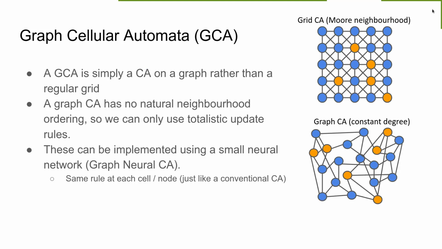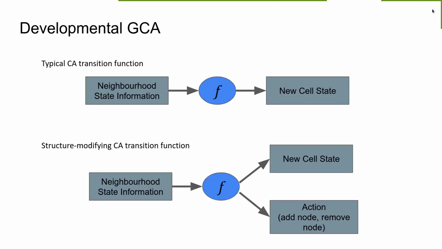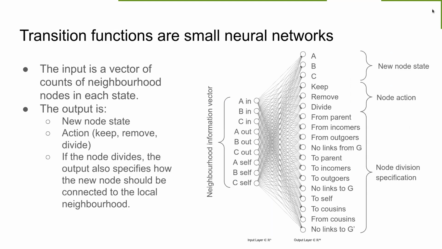And in fact, you can implement that with a small neural network, so it becomes a kind of graph neural CA. So the developmental version of this is, rather than the function just outputting a new cell state, it also outputs an action, so a node can be added or removed from the graph. And as I mentioned, we use a little neural network. So the input is the vector of the neighborhood states, the counts of nodes in each state. And then the output is not only a new node state, but also an action, whether the node should stay still or be removed or divide.